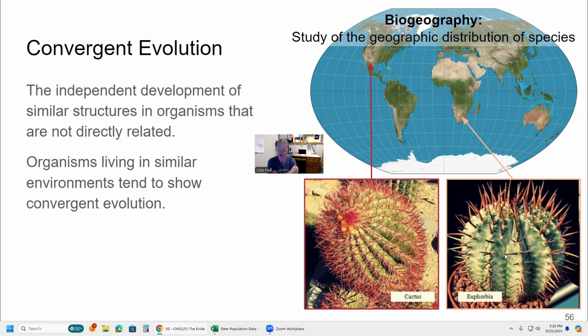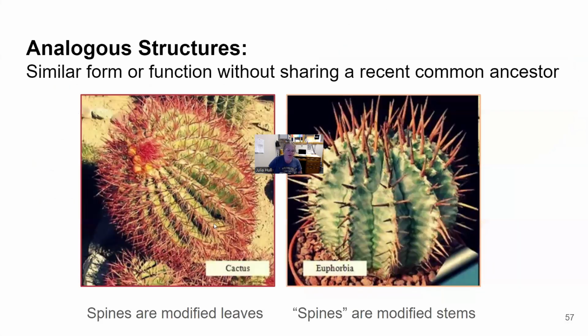Morphology, what it looks like. We see this kind of folding of the skin. We see spines. We see similar looking structures overall. If we look closer at the development of these organisms, we will see that cacti spines are actually modified leaves, and the spines on the euphorbia from South Africa are actually modified stems.